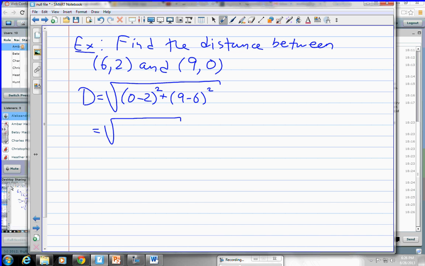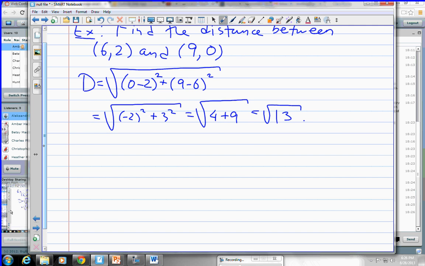13, right, under the radical. So it's still negative 2 squared plus 3 squared. So square root of 4 plus 9. So square root of 13. That's right. So that's the distance between those 2 points.